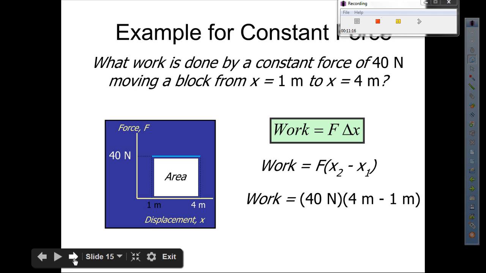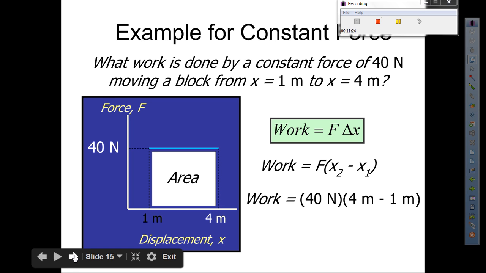And I don't see a place for this on your notes, but you can make a place somewhere. So the work would be 40 newtons times 3 meters, or 120 joules of work would be done.